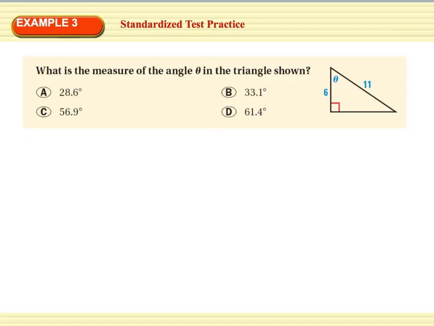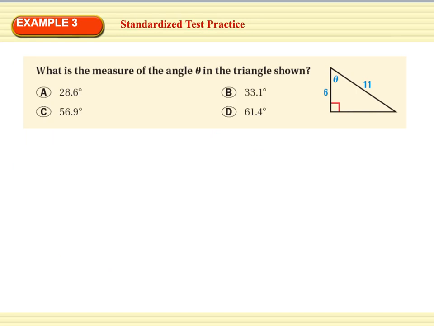Now for example 3, it says, what is the measure of the angle theta in the right triangle that's shown? We are given a right triangle here, okay, and we're given a side length of 6 and a side length of 11. More specifically, we know that the side length of 11 is the hypotenuse, and the side length of 6 is next to that angle that's given, or that theta value, which is our adjacent.